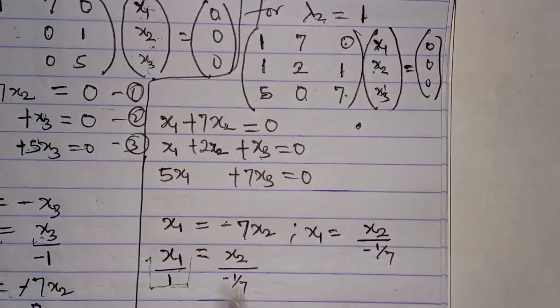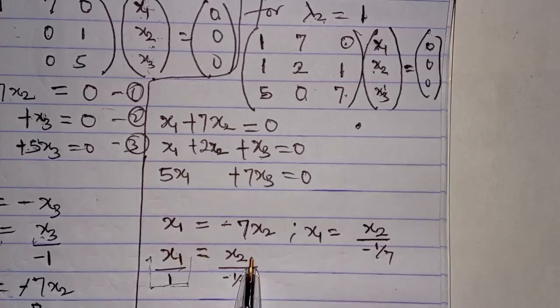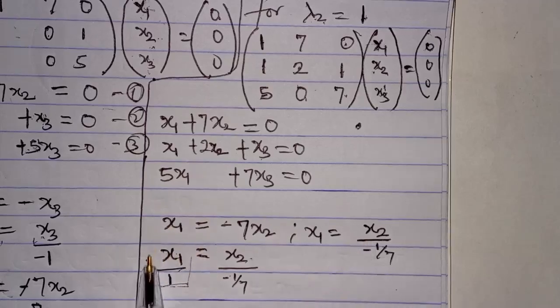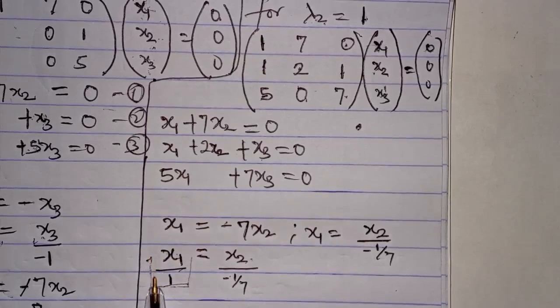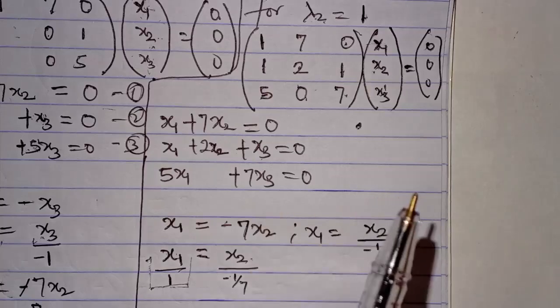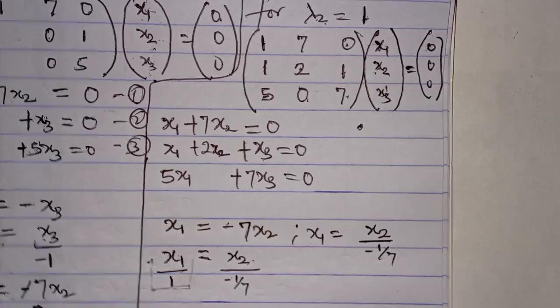Let me write an equation that involves x1 and x3. This equation is in terms of x1 and x2. So let me look for an equation that is in terms of x1 and x3, where I will make x1 the subject of the formula. That is, x1 will look like this or like this. You get the point. x1 will be standing alone without any number or any negative sign.